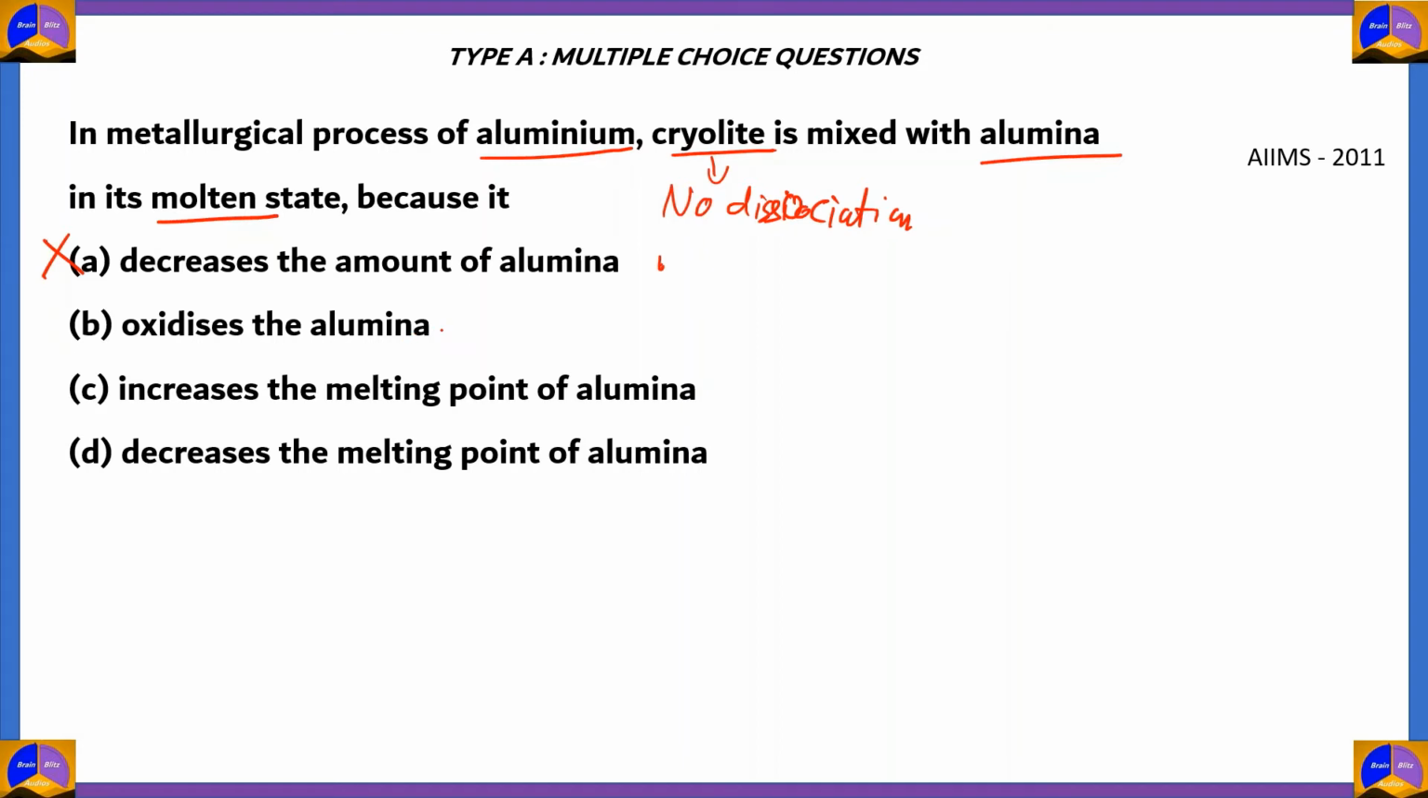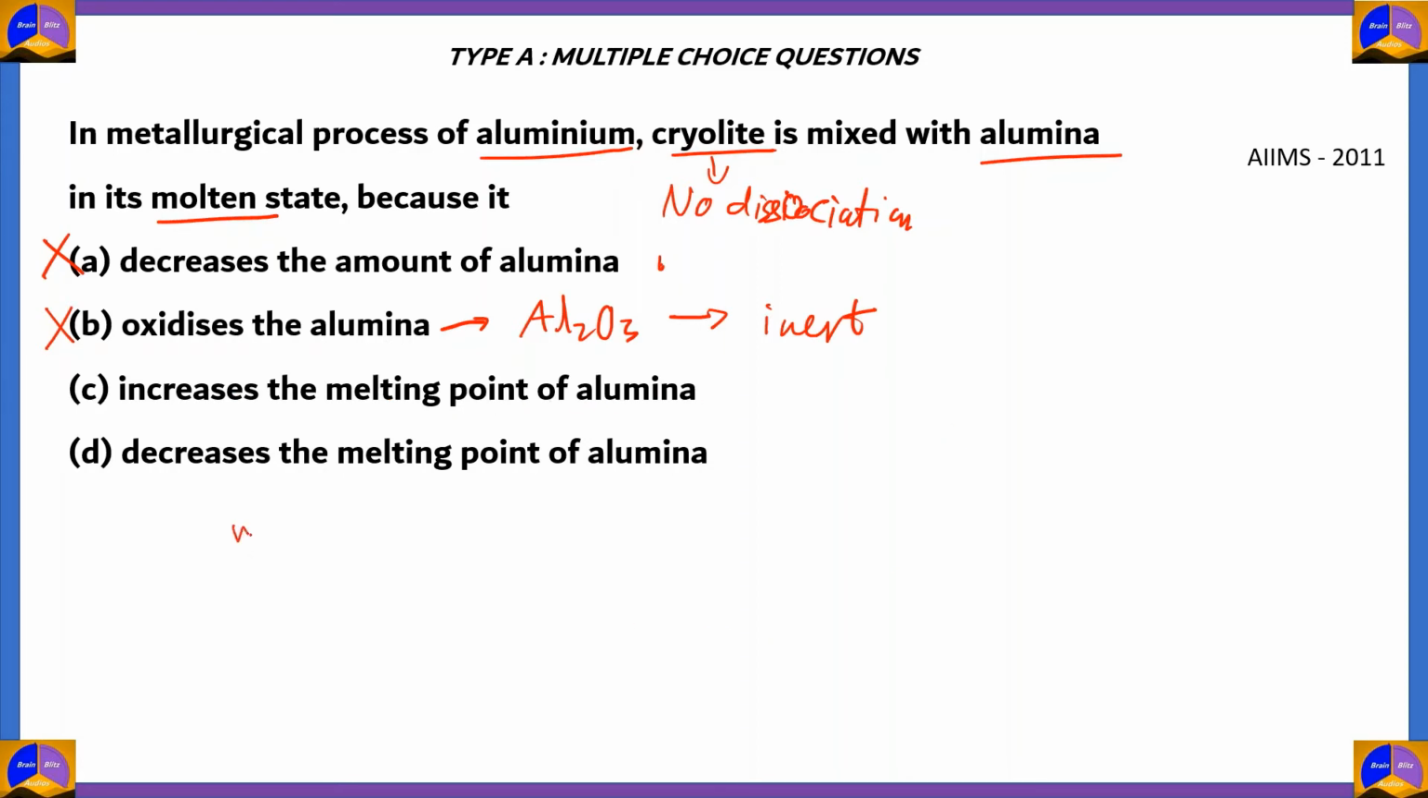Option B oxidizes the alumina. Alumina is Al2O3, which is already inert. Al2O3 is used to coat aluminum vessels so that they become non-reactive. Once they are settled, they do not react again in most situations. So oxidizing alumina is very highly unlikely. So option B is incorrect. What about option C? Increases the melting point of alumina.